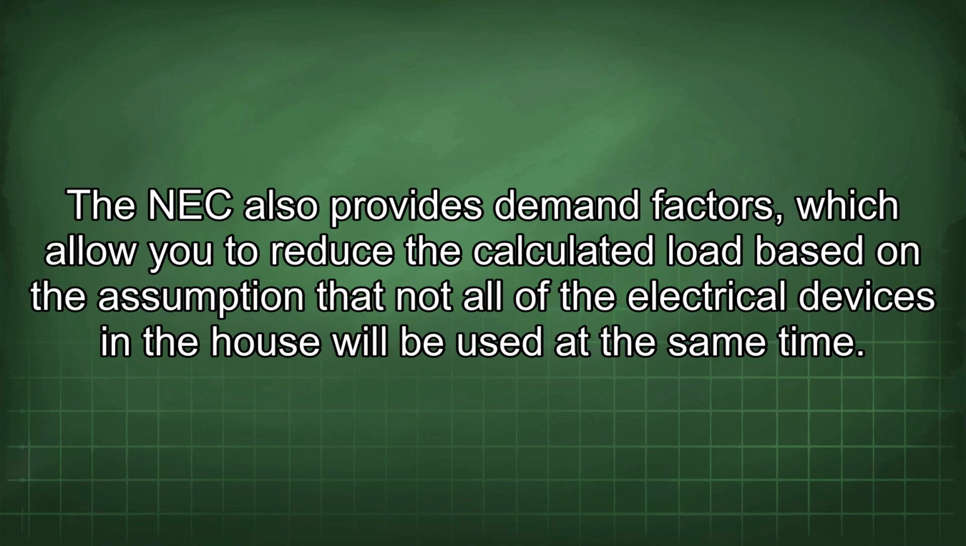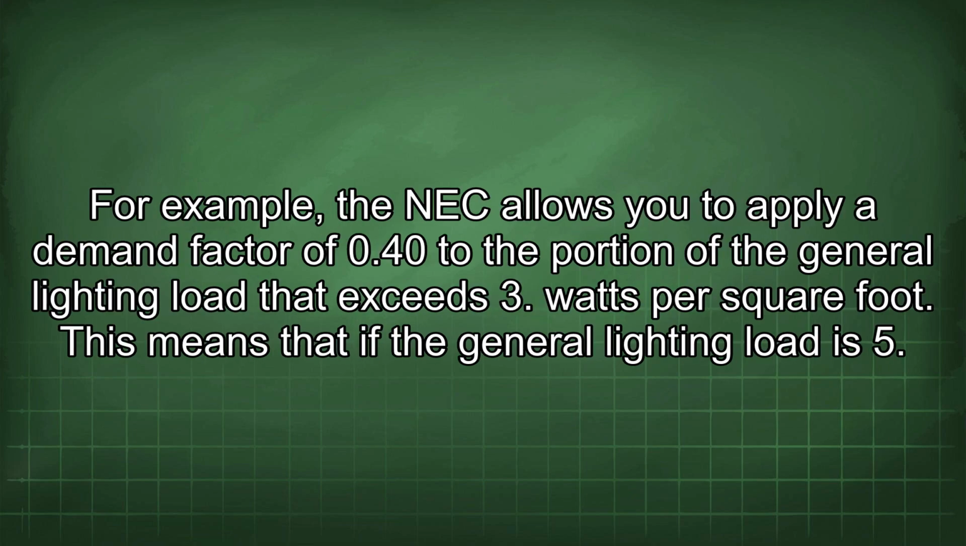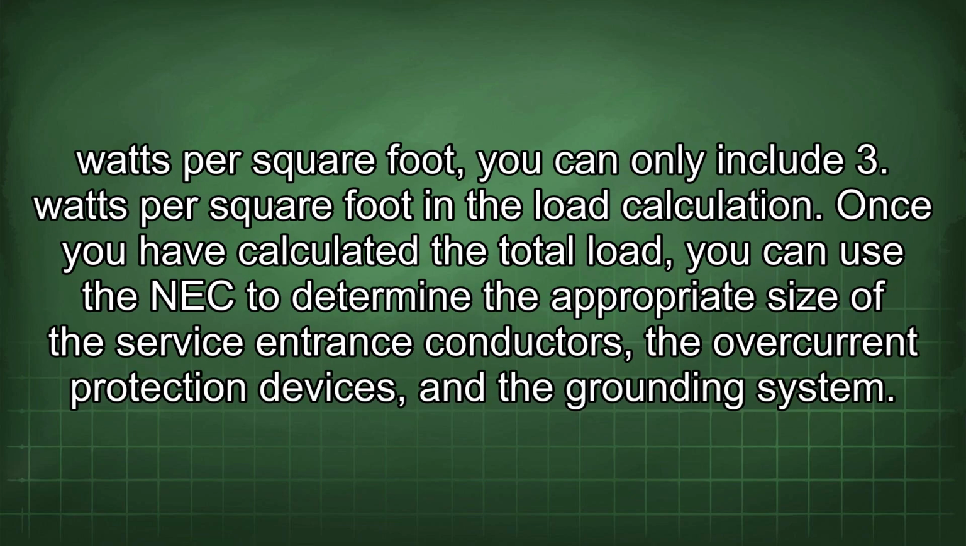The NEC also provides demand factors, which allow you to reduce the calculated load based on the assumption that not all of the electrical devices in the house will be used at the same time. For example, the NEC allows you to apply a demand factor of 0.40 to the portion of the general lighting load that exceeds 3 watts per square foot. This means that if the general lighting load is 5 watts per square foot, you can only include 3 watts per square foot in the load calculation.